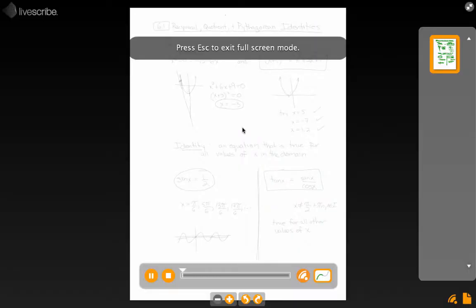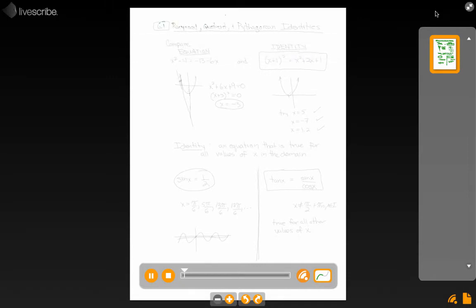This next example comes out of section 6.1, reciprocal quotient and Pythagorean identities. Before we even get into some trigonometry here in section 6.1, I want to compare two equations, just equations in x. Looking at them, they both have some x squareds, they have some x's in them, so they look kind of similar. We could try to solve these things either algebraically or graphically. Maybe graphically might be a better picture representation of what I'm trying to get at here.